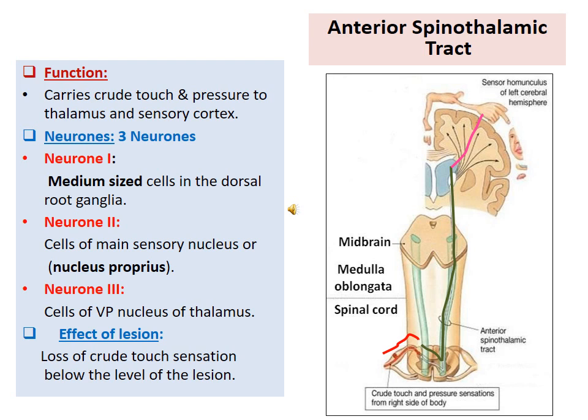The function of the anterior spinothalamic tract is to carry crude touch and pressure. The pathway of the anterior spinothalamic tract starts from first order neurons. They lie in the dorsal root ganglion. As you know, the dorsal root ganglion has two processes. The peripheral process innervates the receptors present in the skin, and the central process goes to the spinal cord.